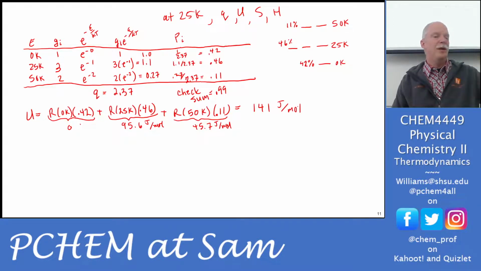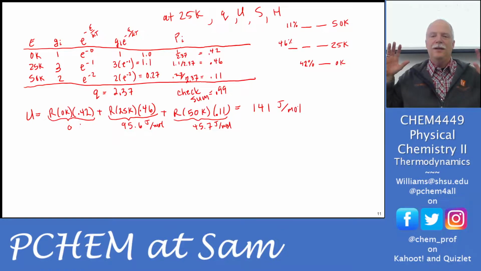The others are pretty straightforward, but I really wanted to at least get to this point before we ran out of time. Look what happened. We haven't changed the temperature at all. All we did was add degeneracy. What's our average energy? 141 joules per mole. What was it before? 88. Isn't that crazy? We just added more seats in the upper levels, and now we have more energy. We're at the same temperature, but yet we have more energy.